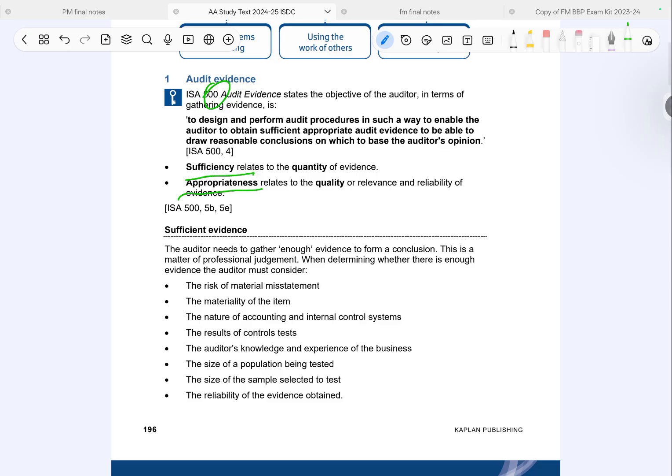Sufficiency is about quantity. Do we have enough evidence? And appropriateness is about quality. Is the evidence reliable and relevant? Now, what does sufficient actually mean? It just means enough evidence to support your conclusion. But here's the catch, enough is not fixed. It depends on the auditor's judgment.